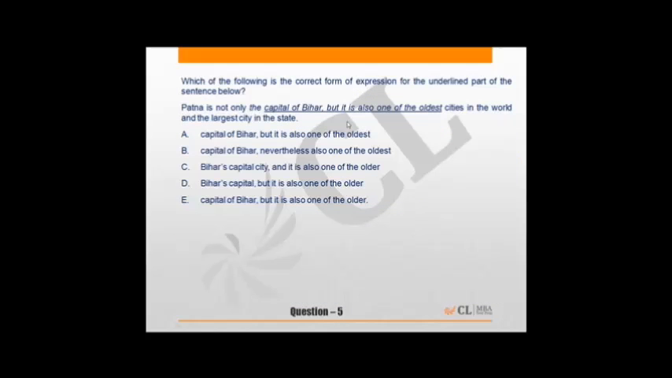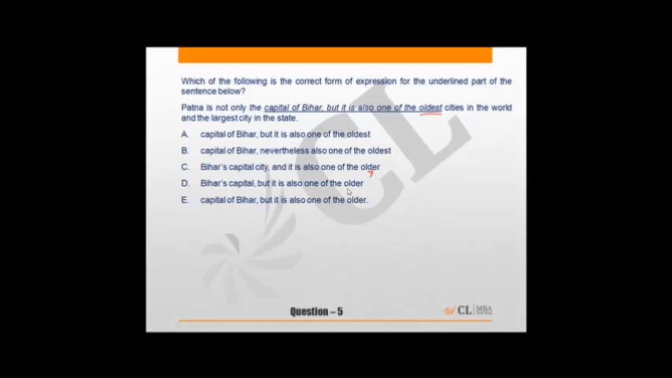Look at the question here based on phrase replacement. The statement says Patna is not only the capital of Bihar, but it's also one of the oldest cities in the world and the largest city in the state. Now it is also one of the oldest cities. Oldest here is the correct use of the adjective. It means that of all the cities in the world, it's the oldest. Therefore the correct adjective required here should be superlative and not comparative.